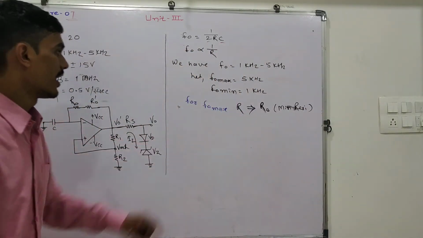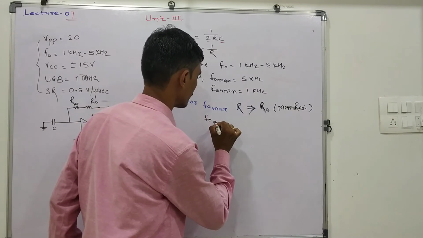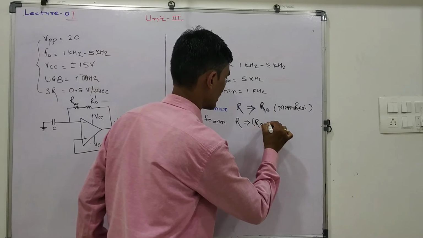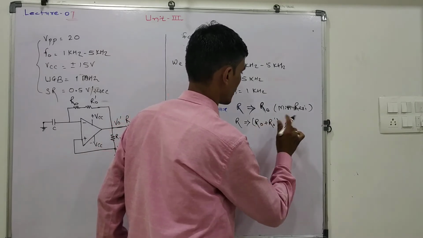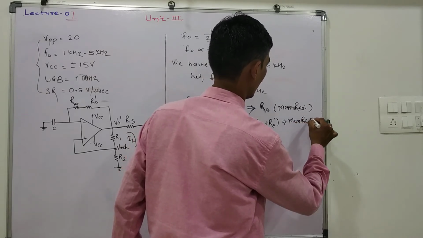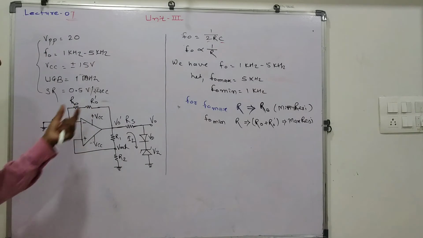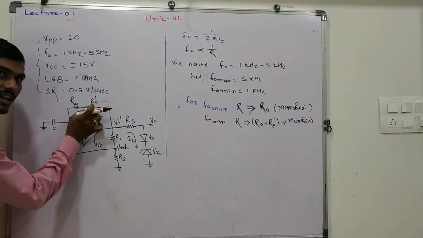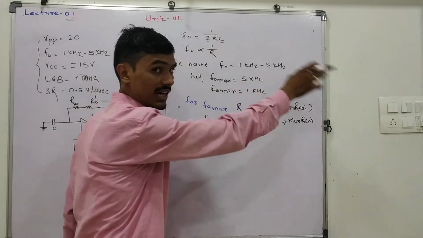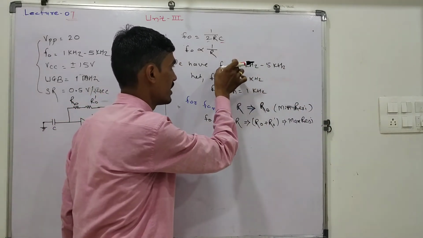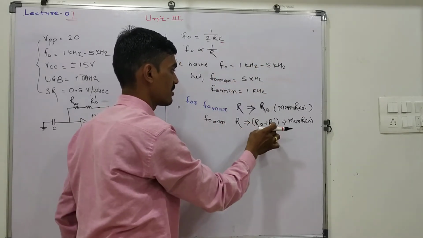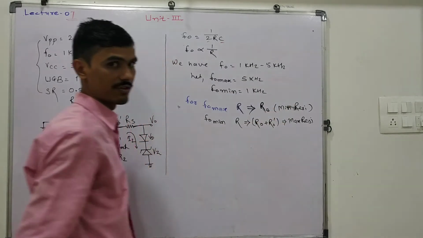And for F0 minimum, R is replaced with R0 plus R0 dash, so it is nothing but the maximum resistance value. This R is the combination of R0 plus R0 dash. R0 is the minimum value, and it is for 5 kilohertz. And if we want to design the value for 1 kilohertz, then R is equal to R0 plus R0 dash.